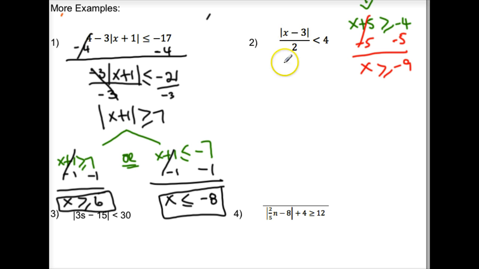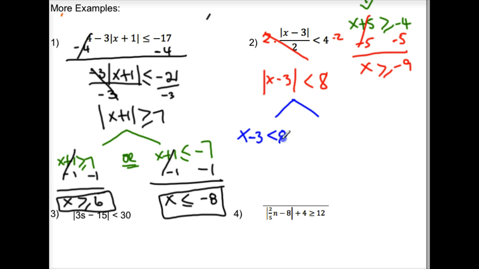Now here, absolute value of x minus 3 divided by 2 is less than 4. Again, get my absolute value by itself, so I want to get rid of my denominator. I will times 2 on both sides, and I'm left with absolute value of x minus 3 is less than 8. Now I don't need to do anything else because I have everything in my absolute value on one side. Break these up. X minus 3 is less than 8, or x minus 3 is greater than negative 8.